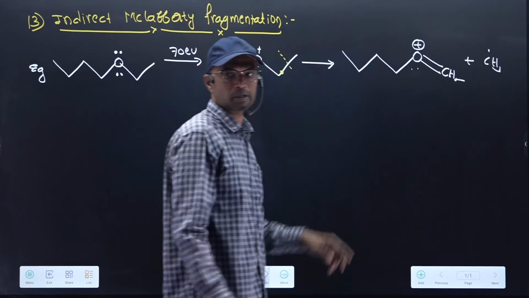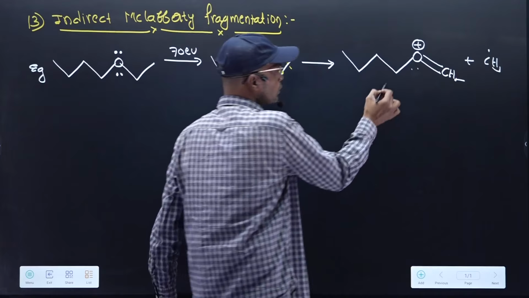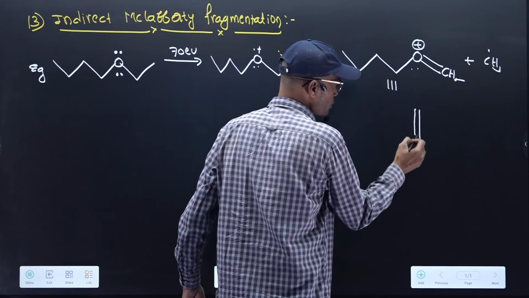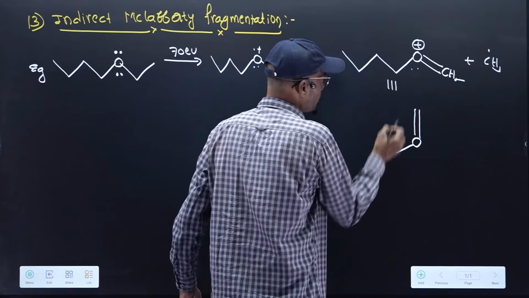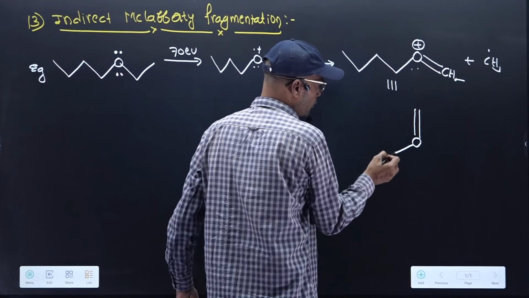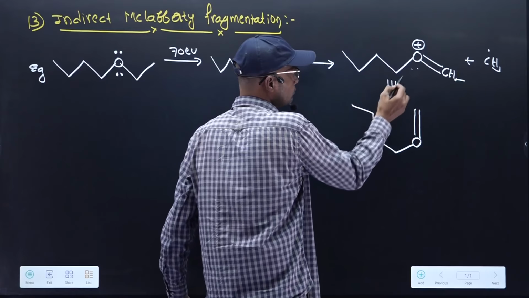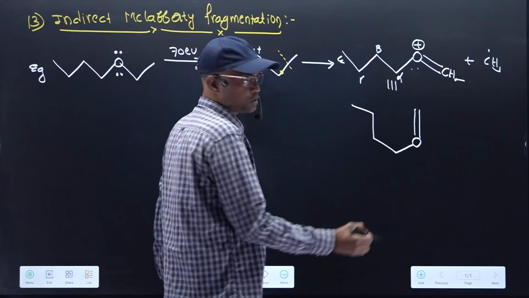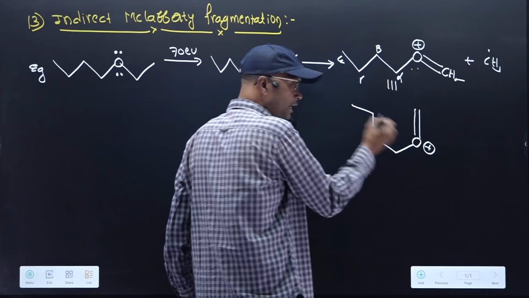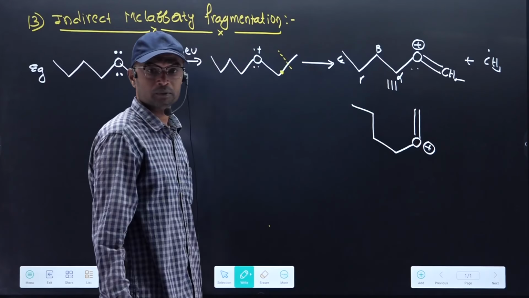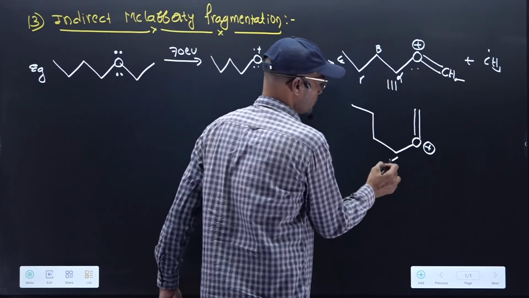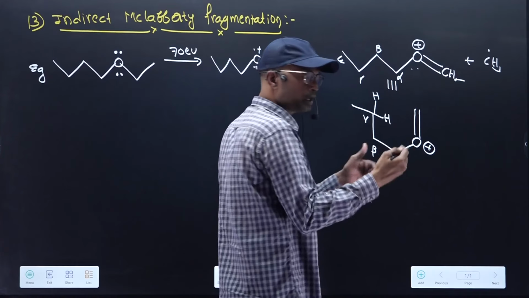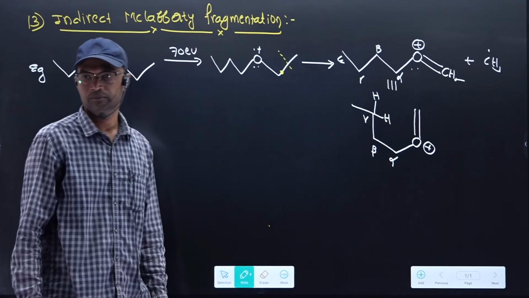Now, is unsaturation present or not? Now I am writing this molecule conveniently. See this, this is CH2, this is oxygen. Alpha, beta, gamma, delta. Now this is positive. Now the skeleton is ready or not? Unsaturation is there, and gamma carbon hydrogens are present. So I can do McLafferty easily.